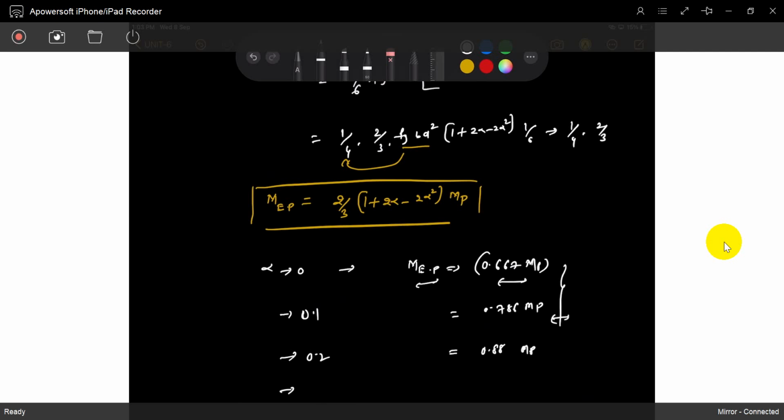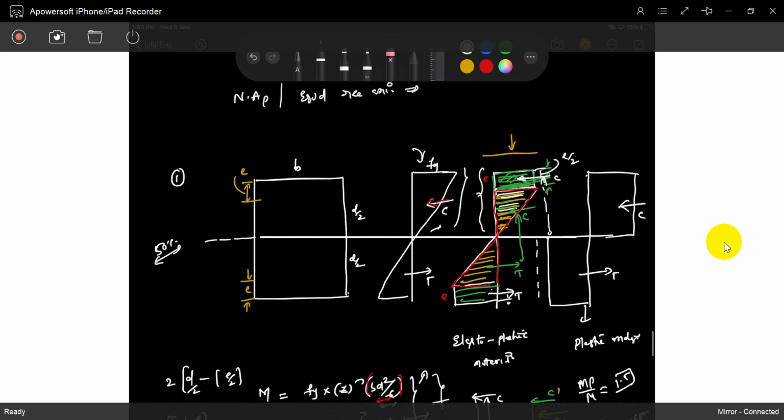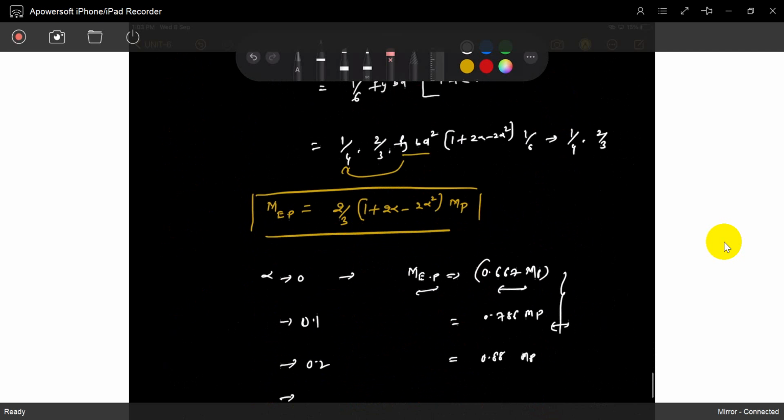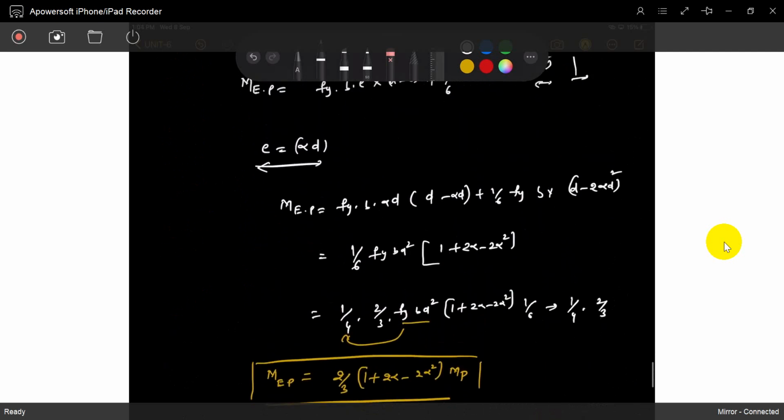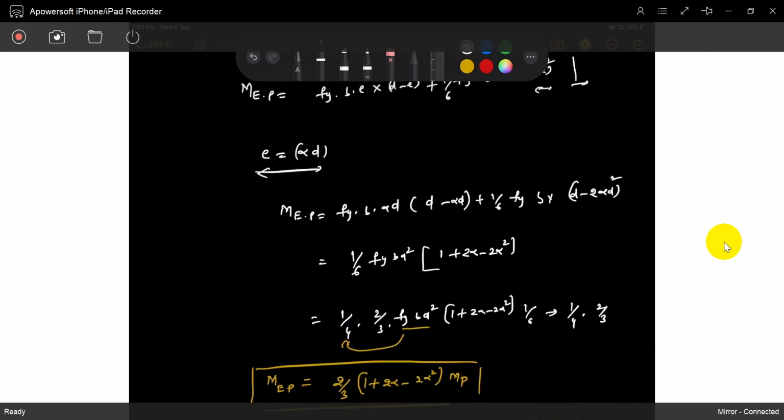If alpha is 50%, E is 0.5 D. E is 0.5 D means what? This is D by 2, this is D by 2. The total section is in plastic analysis. It's total, so this is equal to MP. Like this you can easily find out. These are the data for this rectangular section.